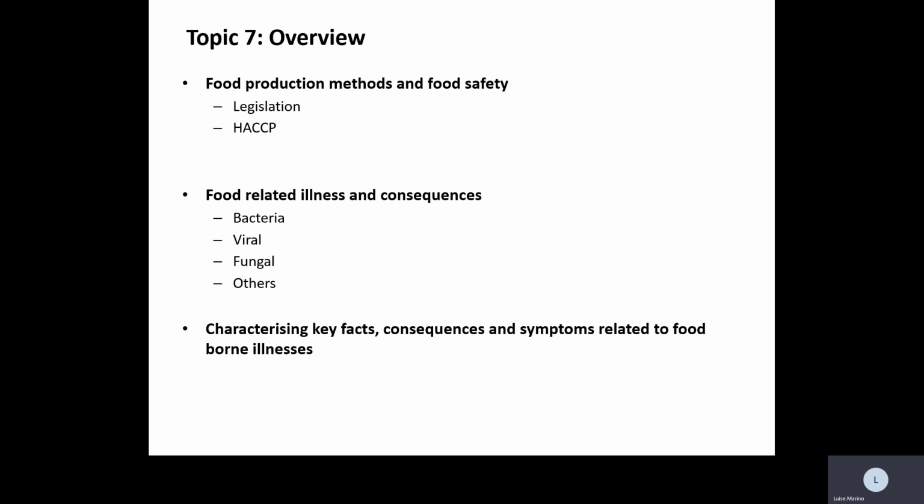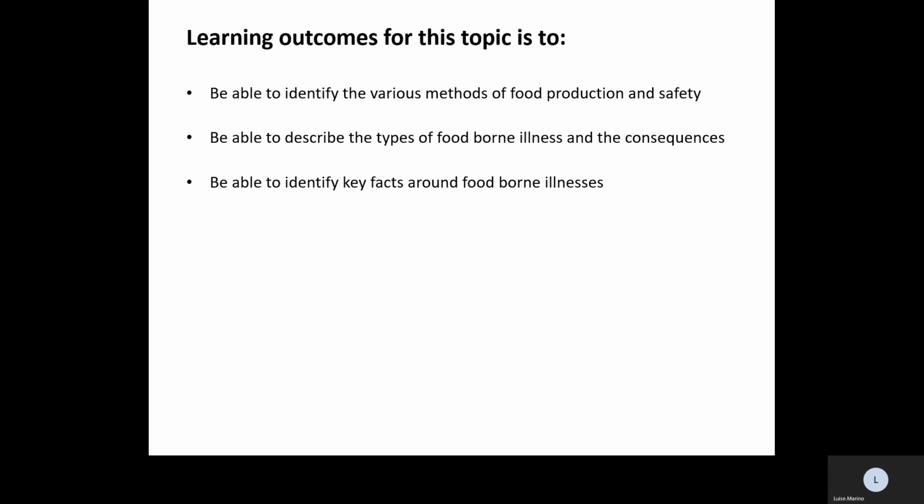So we're going to look at bacterial, viral, fungal and others. And then we're going to characterise the key factors, consequences and symptoms related to foodborne illnesses as part of our discussion. So the learning outcomes for this topic are to be able to identify the various methods of food production and safety, be able to describe the types of foodborne illnesses and consequences, and to be able to identify key facts around foodborne illness.